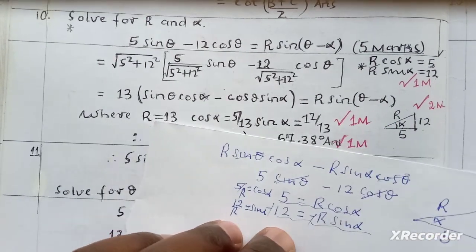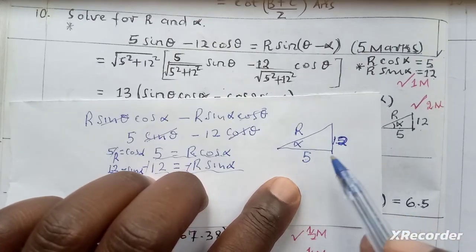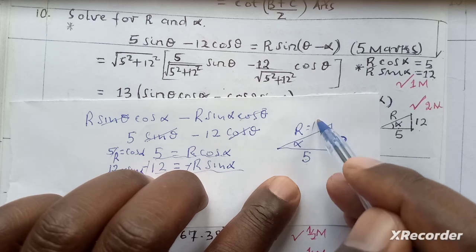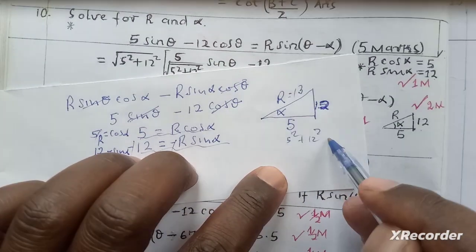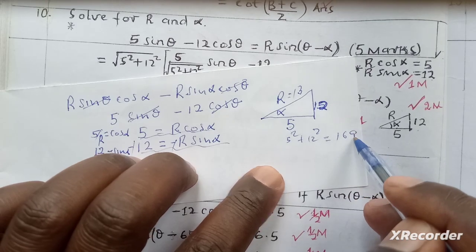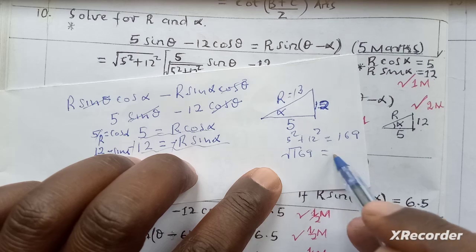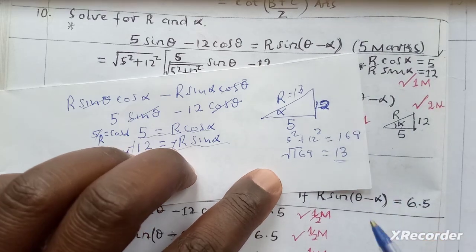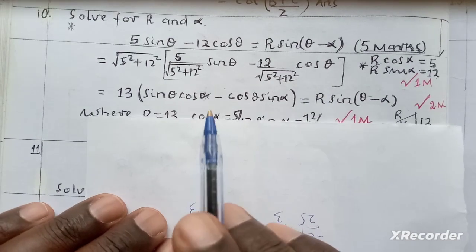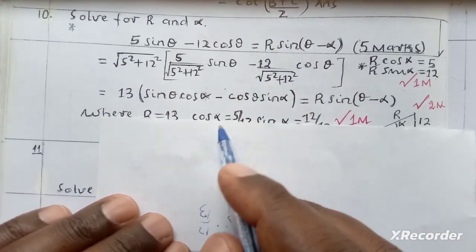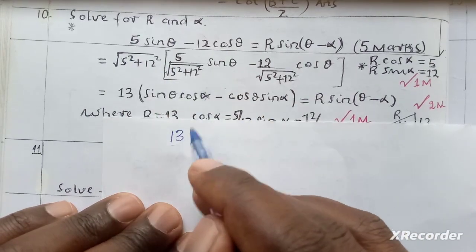So now, knowing r, if you use Pythagoras theorem, r is going to give us 13, because you have 5 squared plus 12 squared, which gives us 169. The square root of 169 is 13. So from there, we now have this equation with 13.